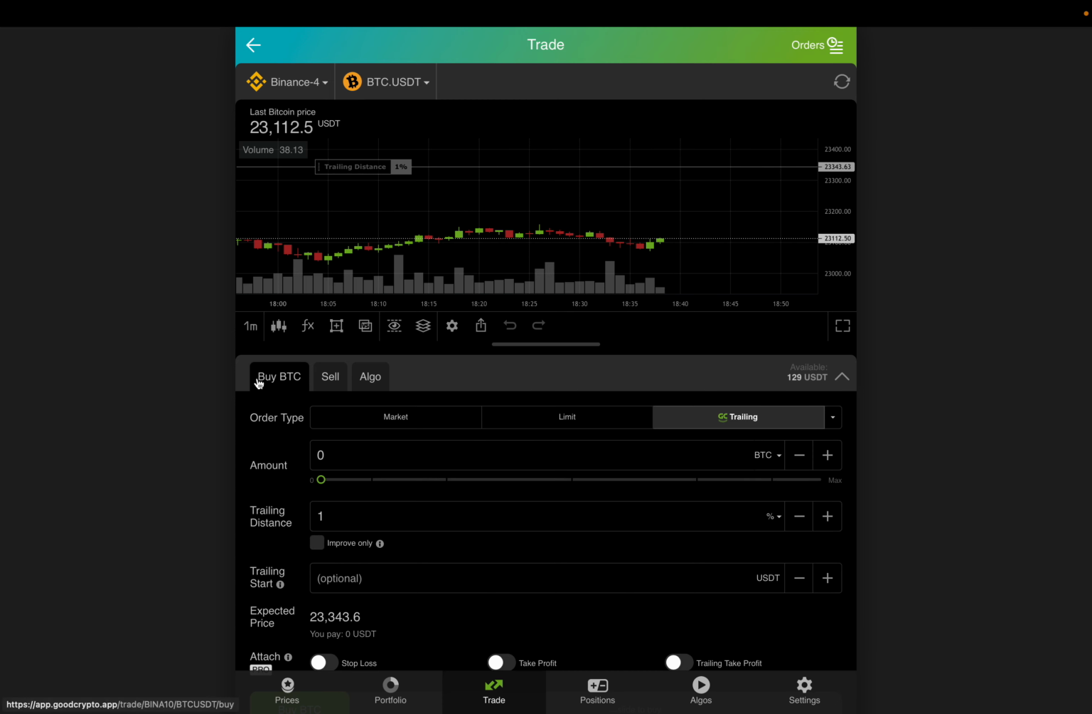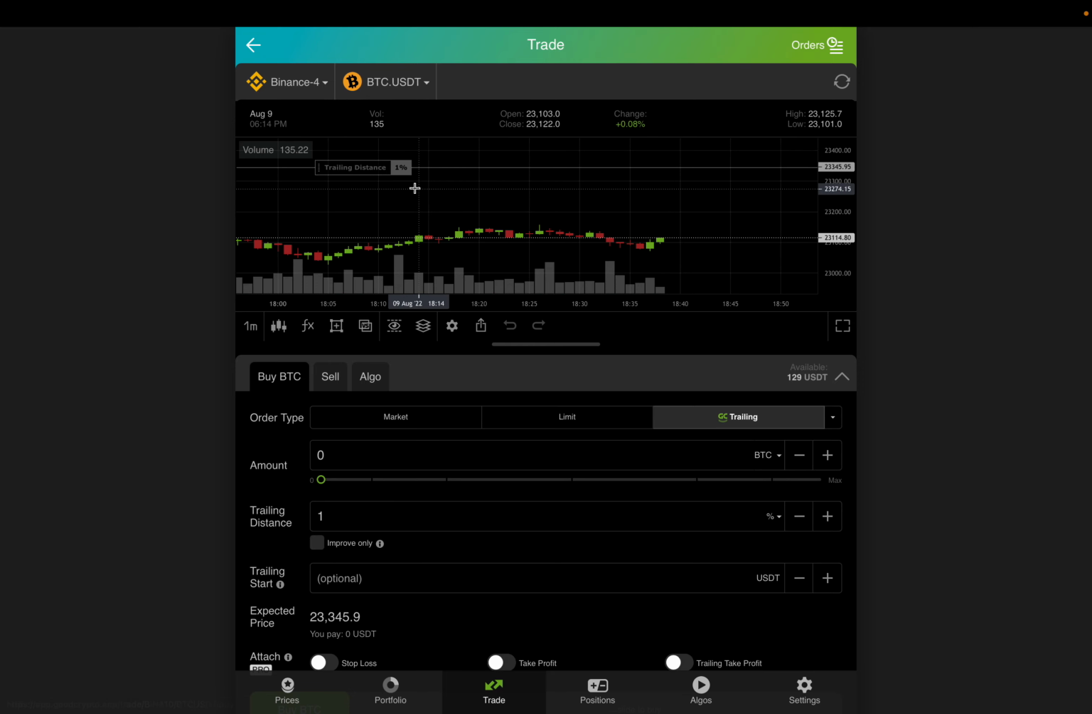So if we're looking at a buy trailing order, the trigger will stay above the market price at the chosen distance, which is now 1%. If the price moves down, the trigger will move down with the price. If the price moves up, then the trigger stays the same. So the idea is that if there is a downtrend, the trigger will follow the price as long as it goes down. If the trend reverses and the price starts going up, then the order will be triggered.